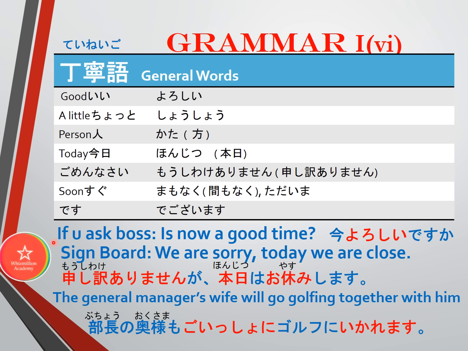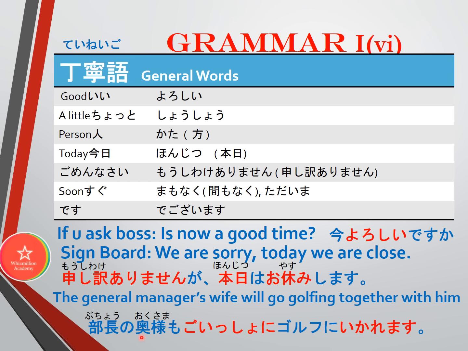Normally for the shop, they will post a signboard saying that we are sorry, today we are closed. They will write it as moshiwake arimasen ga honjitsu wa oyasumi shimasu. Moshiwake arimasen, sorry. Honjitsu, today. Oyasumi is we are resting today.